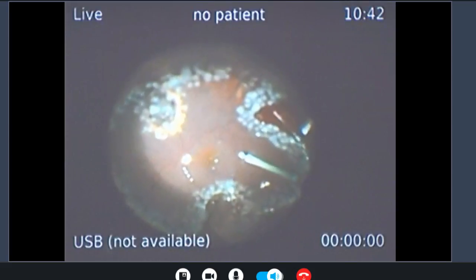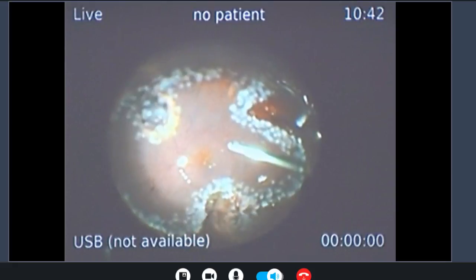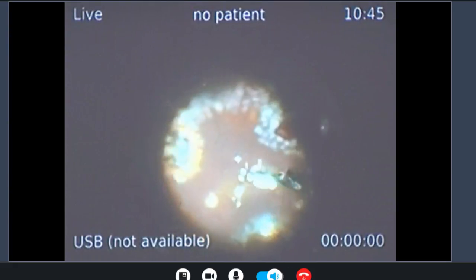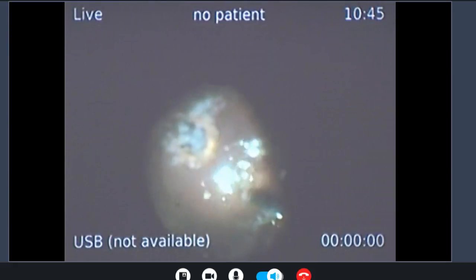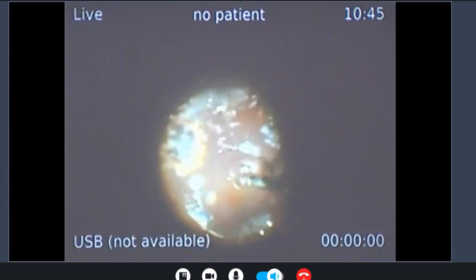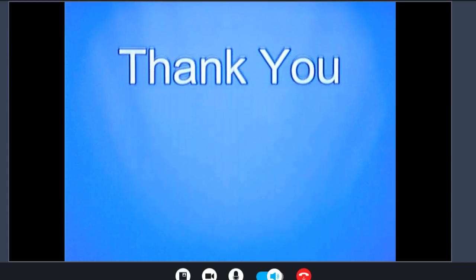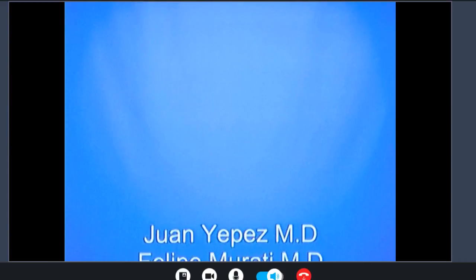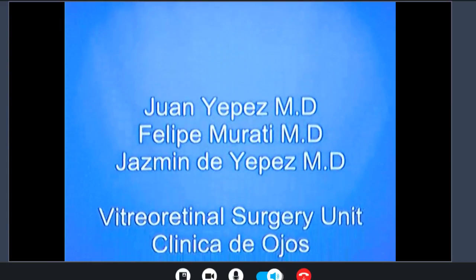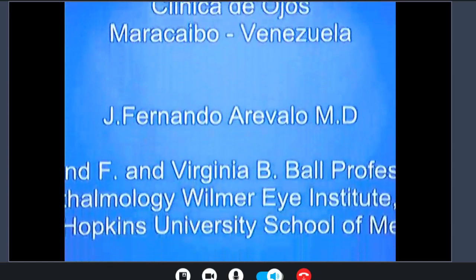And 6 months after this, I remove the silicone oil, one eye first and then the second, and the patient improved his visual acuity. So we can perform bilateral sequential vitrectomy when the patient has a condition that needs surgery, for example, bilateral retinal detachment or TRD affecting the macula.